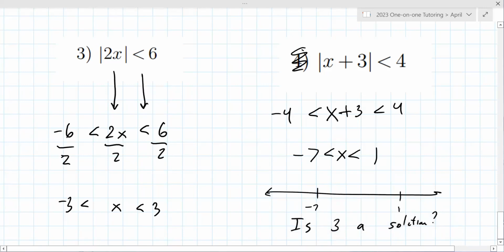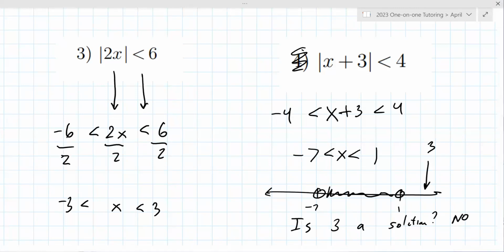There's -7, there's 1, there's all the numbers between them, and there's 3. Oh wait, yeah, that wouldn't be. Something like -1 or -2 would be. Exactly. Yeah, very good.